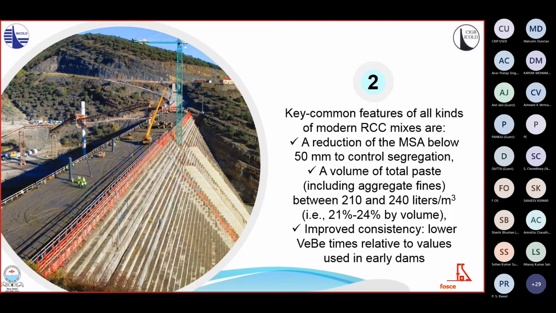Conclusion number 2. Key common features of all kinds of modern RCC mixes are a reduction of the maximum size of aggregate below 50 millimeters to control segregation, a volume of total paste, including aggregate fines, between 210 and 240 liters per cubic meter, which means 21% to 24% by volume, and improved consistency, lower VB times relative to values used in early dams.